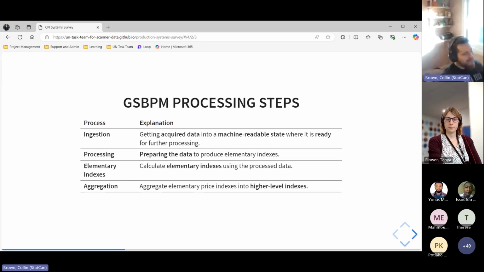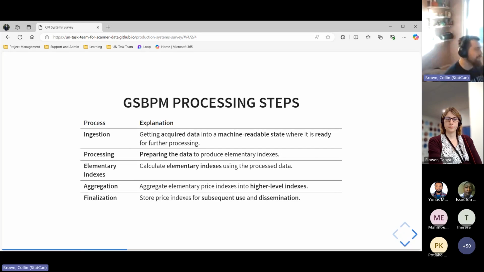After this would be the aggregation of those elementary indexes. So you can think, for example, it differs country to country, obviously, but you might have, say, milk as a low level CPI category. You might have bread as another low level CPI category, and those would aggregate up to food, and then that would aggregate up again to the whole consumer price index, for instance.